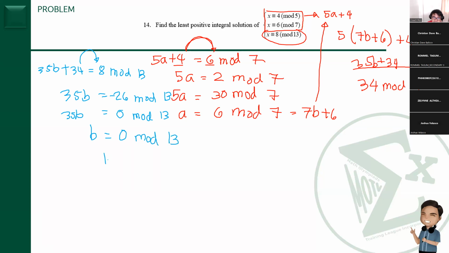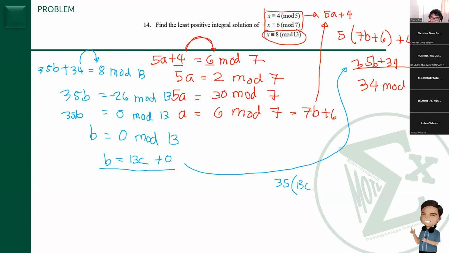So you can say b is 13c plus 0. You can write plus 0 if you want; it's optional. So we're going to plug this back in here. So 35b is 13c, right? 13c plus 0 plus 34. Our final answer is 455, like what we expected, right? 455. That's going to be our LCM.